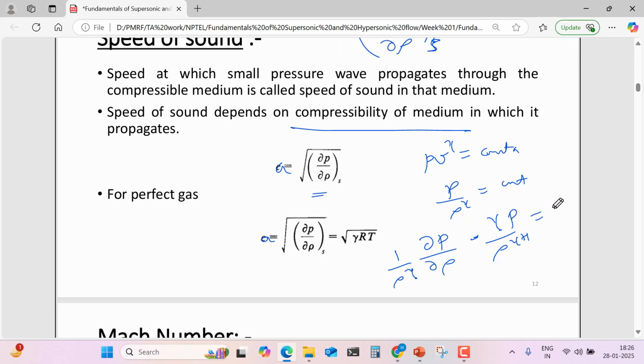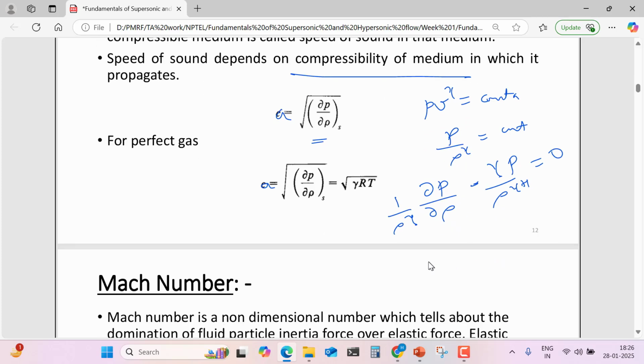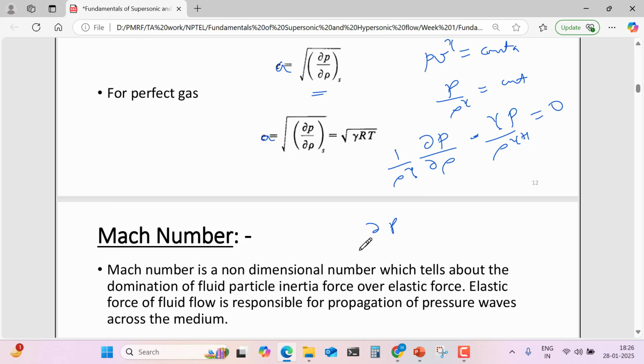p equal to 0. If you simplify this, dou p by dou rho equals gamma p upon rho, and p by rho can be written as RT from the ideal gas equation. So this will become under root gamma RT. This under root gamma RT is only for a perfect gas.